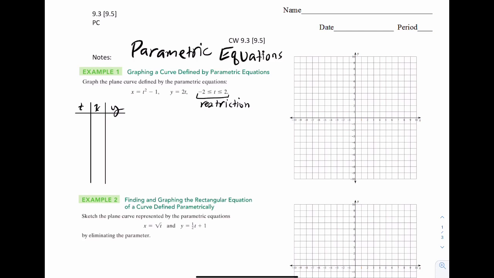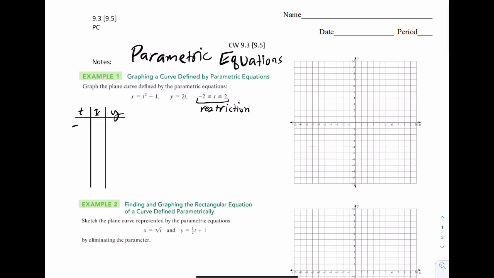So on my chart, notice how I put t, x, y, -2, -1, 0, 1, 2. I like to think of this as like a time parameter. So it's like saying if t is -2, think of that as a point in time. What is x and y? So plug in -2 to your x equation, your y equation. So -2 squared is 4 minus 1, that's 3. 2 times -2 is -4.